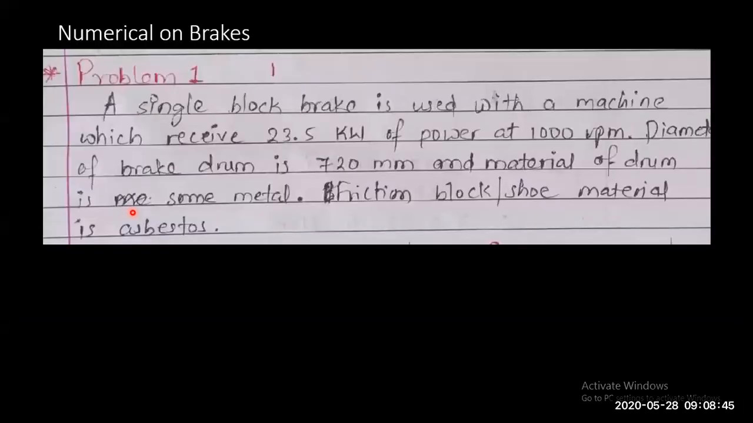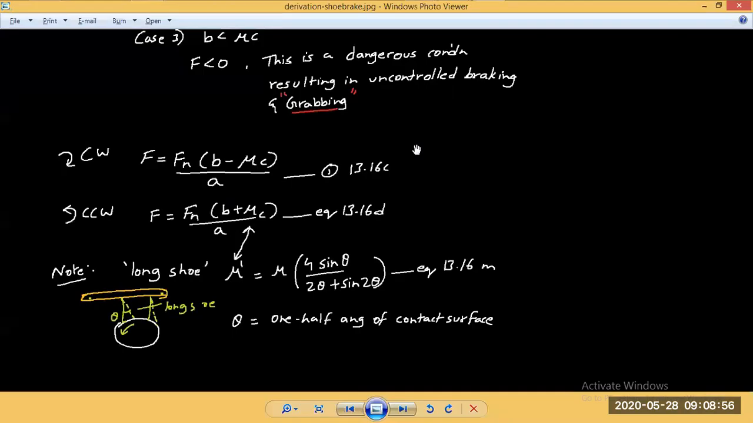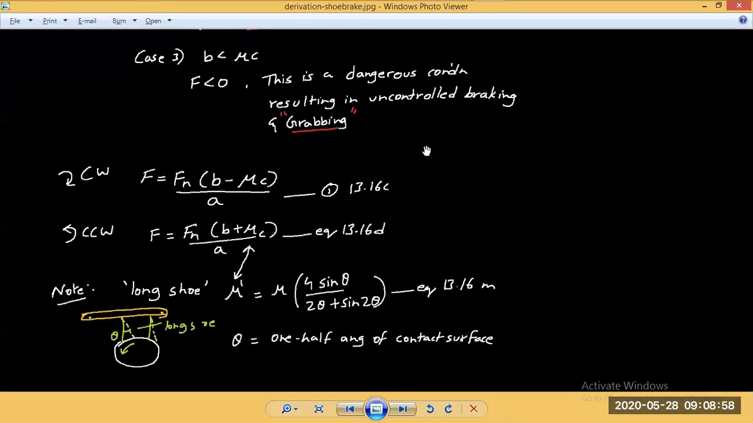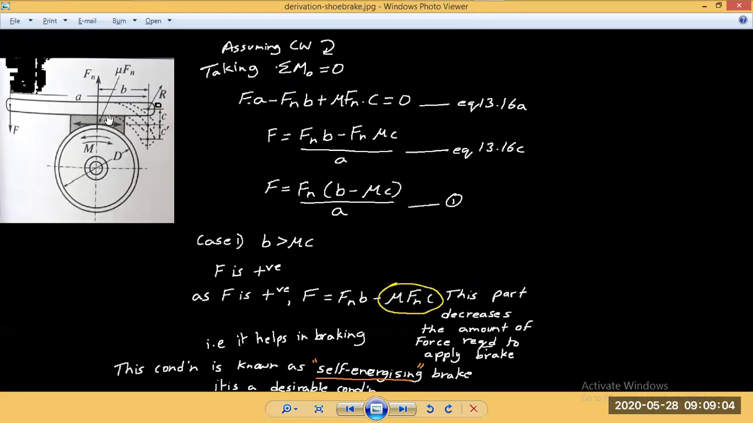Okay, what else is given? Just looking at the diagram, I think we can know some more data. So this is this distance. If you refer to our derivation before, right? So this is the figure which is taken out of the data handbook. So these dimensions also you need to note down.